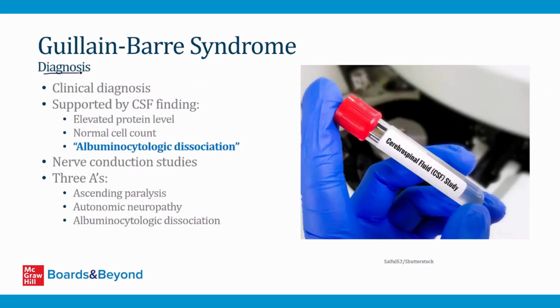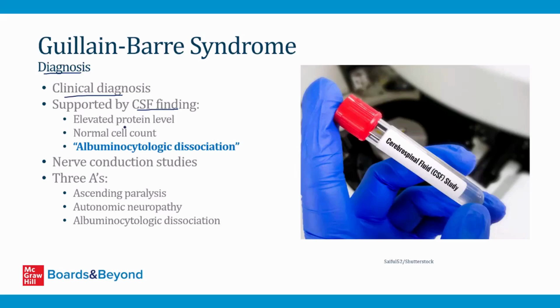The diagnosis of Guillain-Barré syndrome is usually made clinically when a patient presents a few weeks after some type of infection with typical ascending motor weakness. But one test that's usually done is a lumbar puncture, and that's because there are CSF findings that support the diagnosis of Guillain-Barré and also rule out other conditions.